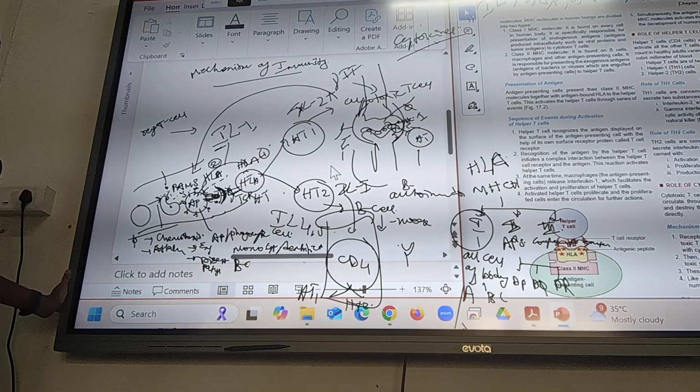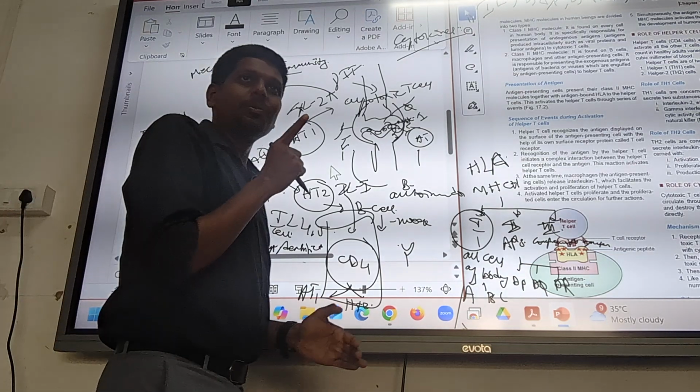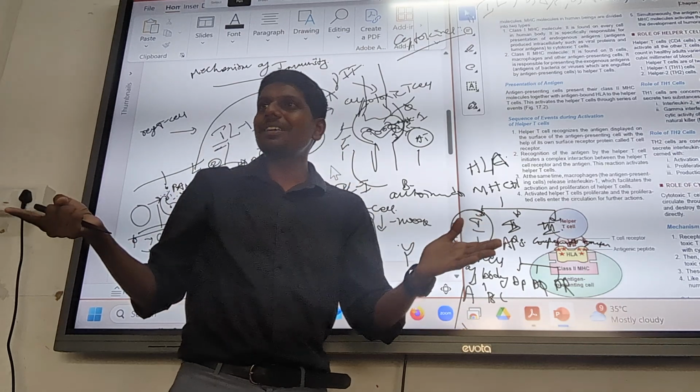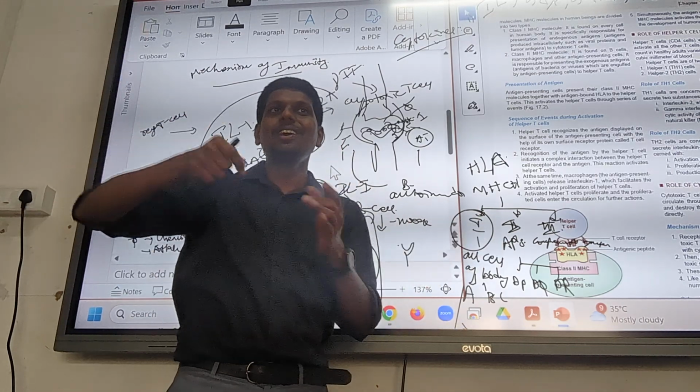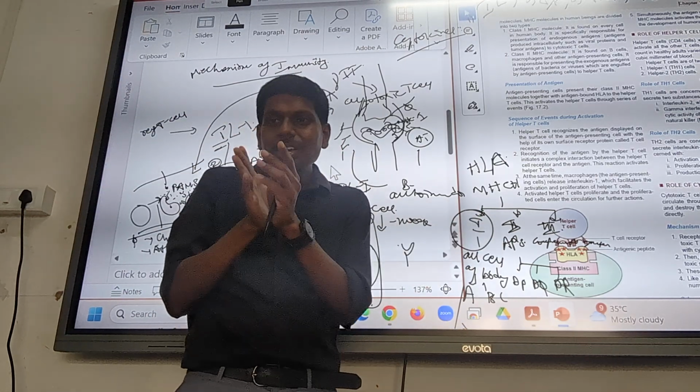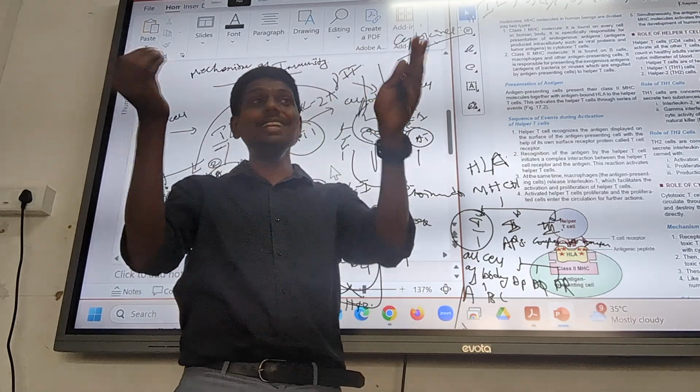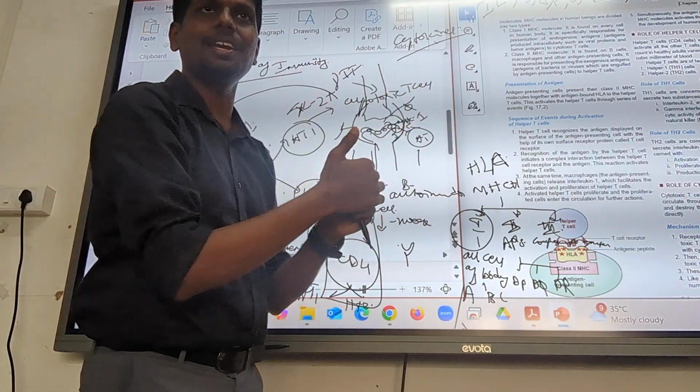Okay? So, I am deciding the cell to replicate, to become what? Just by adding some chemicals. So now I am controlling my immune activity in the body by adding these cytokines. Now we are doing reverse engineering.